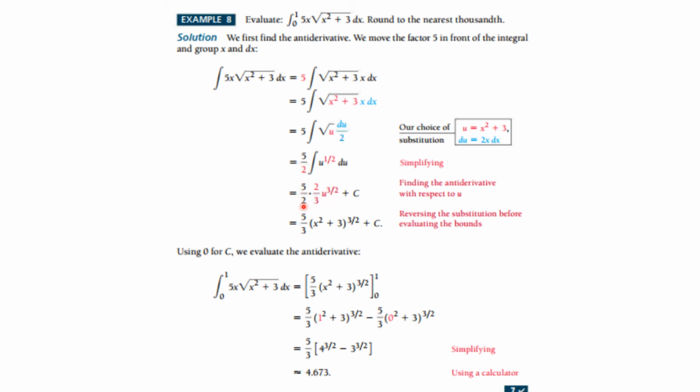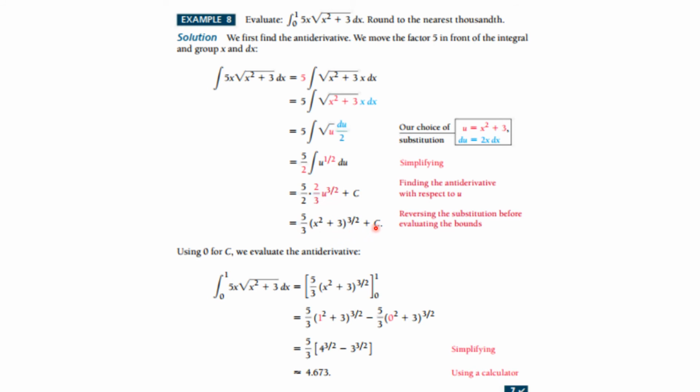So now the 5 over 2 stays out there, but now we add 1 to the exponent, divide by the new exponent, and what we see is u to the 3/2 times 2/3. If you divide by 3/2, you get 2/3 plus c, and so I multiply those things together. And let's see, the 2's will cancel. That's 5 over 3, and it's x squared plus 3 to the 3/2 plus c.